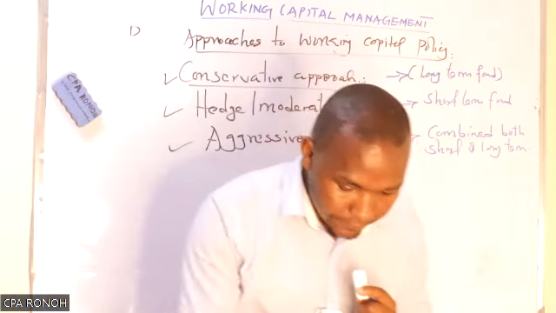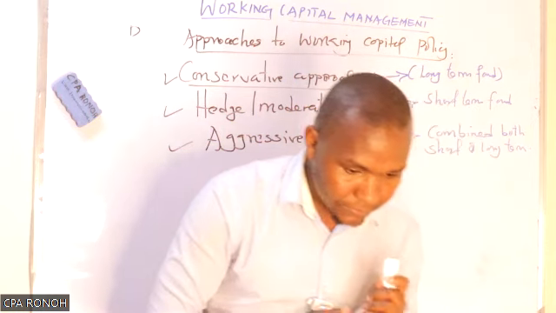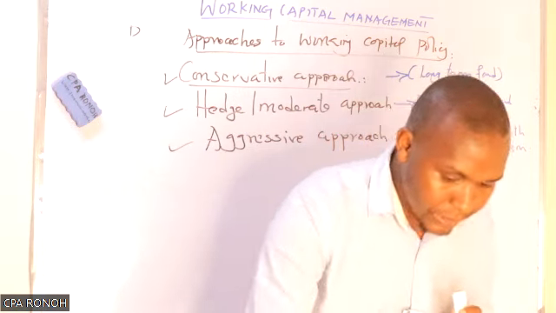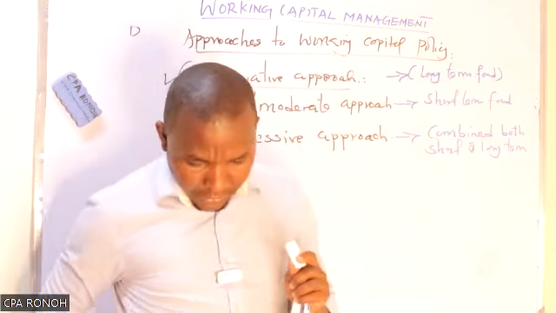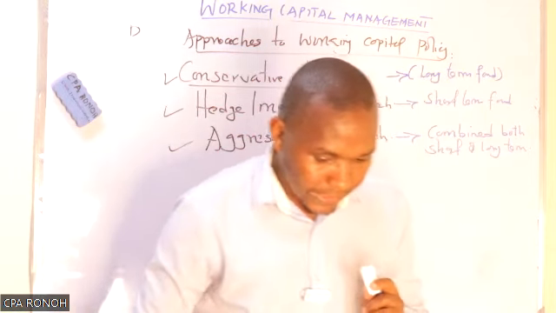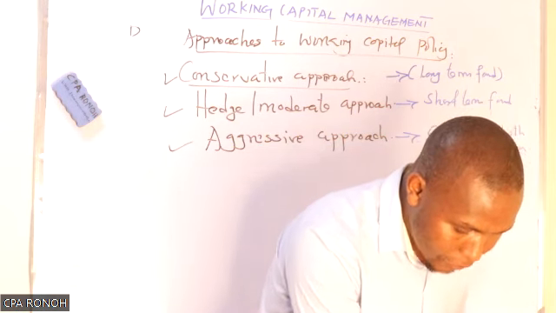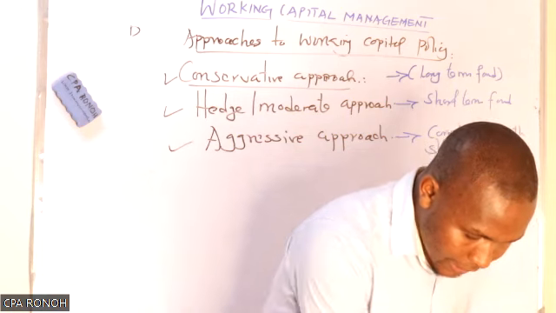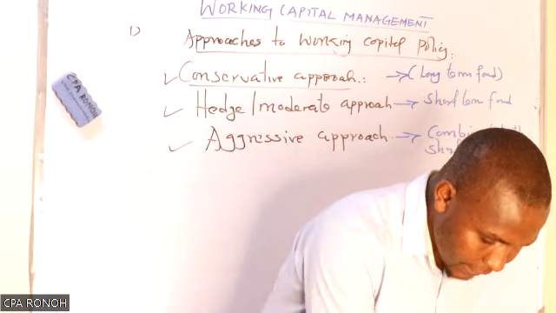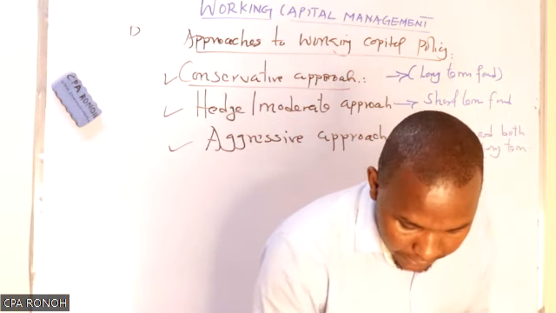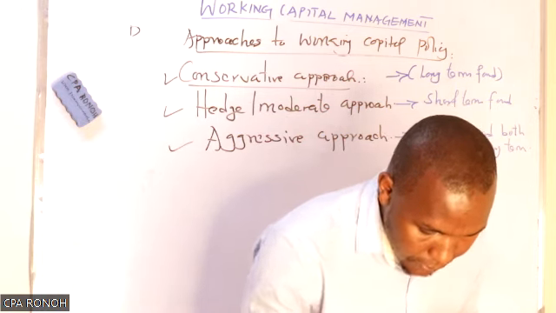Then now we have, so those are the approaches of working capital management. So let's look at now these types of working capital management. Remember these types: we have receivables, inventory, and cash. So let's start with the account receivables.